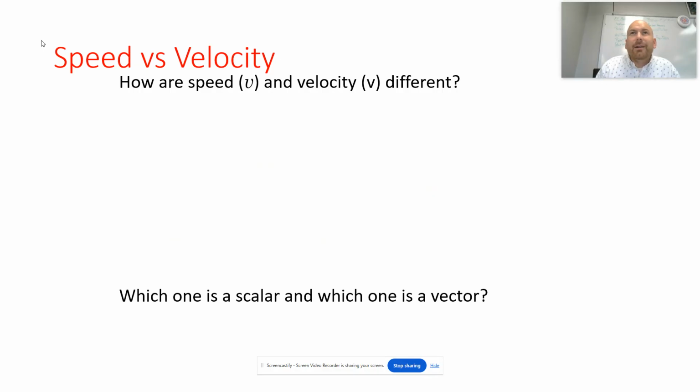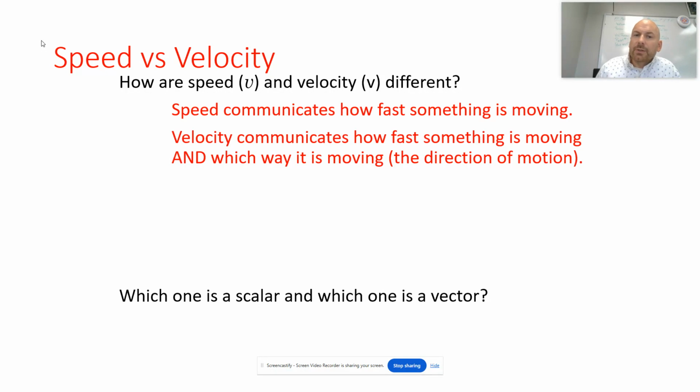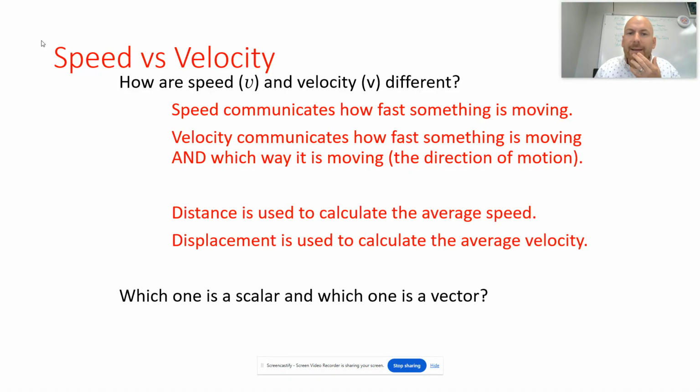So speed and velocity, there are some similarities, but there are some distinctions between them. We're going to use a cursive or script v for speed and a printed v for velocity. So speed communicates how fast something is moving, where velocity communicates how fast something is moving and which way it's going, so the direction of motion. Do you see how in physics we're going to land more on the velocity side of things because it describes more things? It's informationally richer. Distance is used to calculate the average speed, but displacement is used to calculate the average velocity.